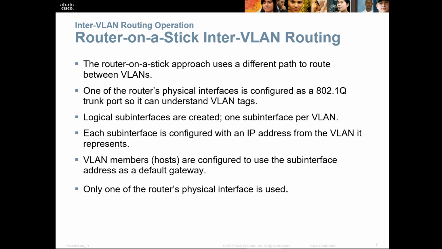Router on a stick uses a different pathway. What it does is it allows us to use a trunk and configure an 802.1q trunk port, so that we could set a bridge, a pathway between our router and our switch, with one link for all VLANs to travel through. And each VLAN would be stamped appropriately with that 802.1q tag.